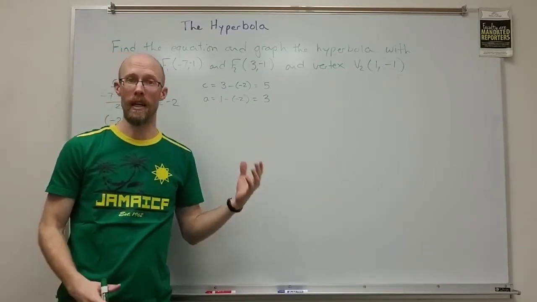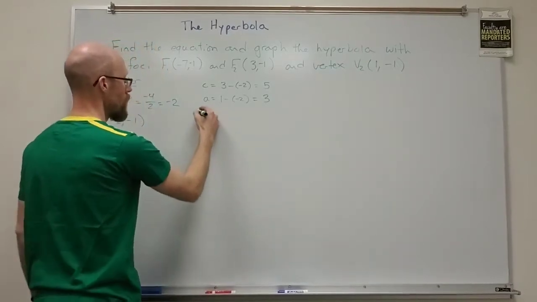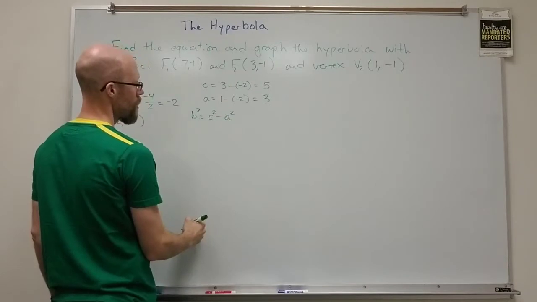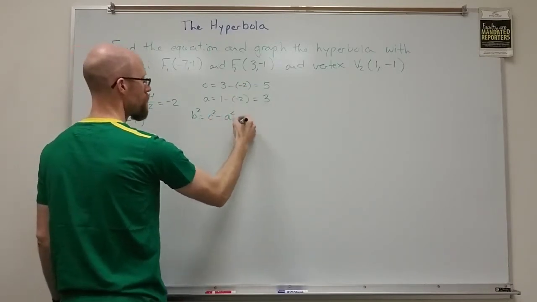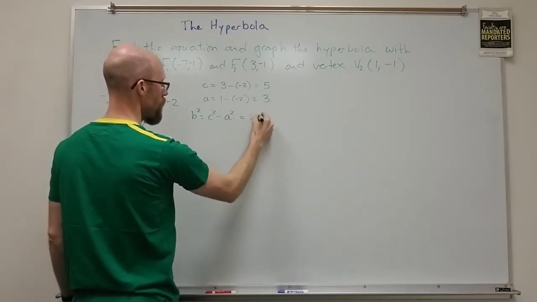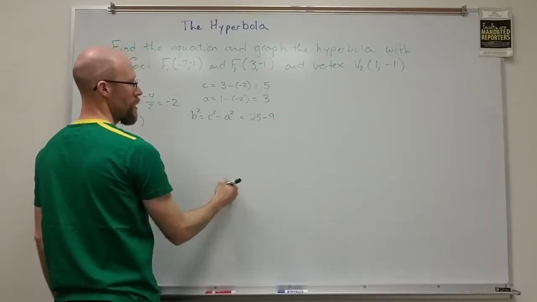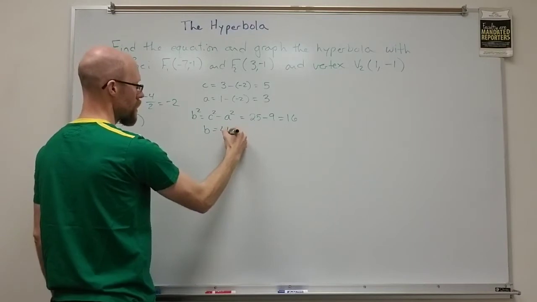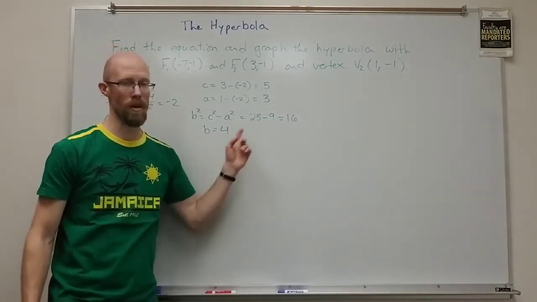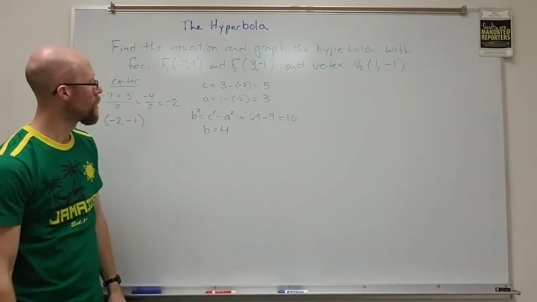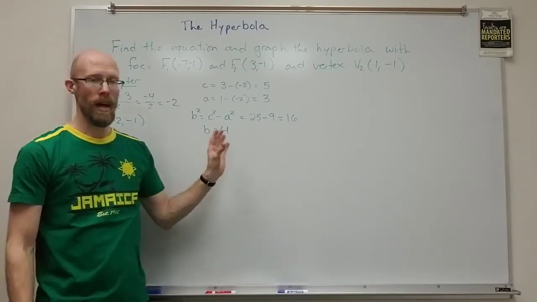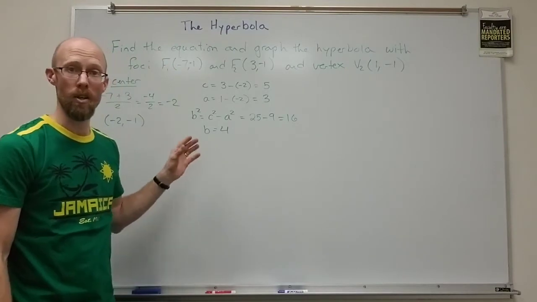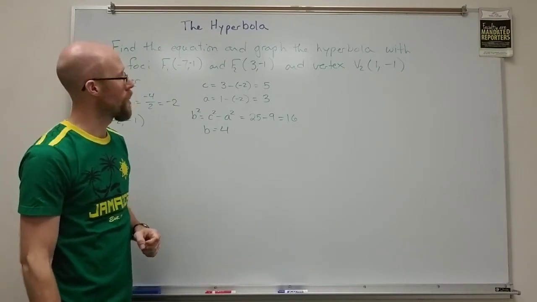From that, I can get the value for b. We know that b squared equals c squared minus a squared. And so when I plug those in, I get 25 minus 9, which of course is 16. And that tells me that b must be equal to 4. Okay, b squared is 16, b is 4. Now I actually have enough, right at this point, to create the equation for this hyperbola.